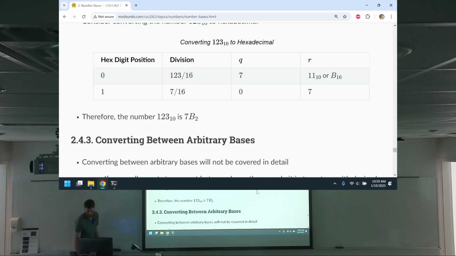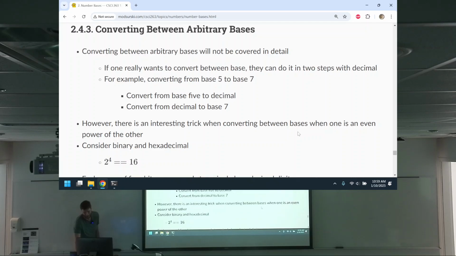I'm not going to cover converting between arbitrary bases. What I would recommend, if I gave you a test and said convert a number from base 5 to base 11, is that you could get really fancy and go straight from 5 to 11, but don't do that. Just go from 5 to 10, then 10 to 11. It's going to be easier for everybody involved. But there is an exception: there's a really nice trick when converting between bases when one is an even power of the other, which makes it really easy.